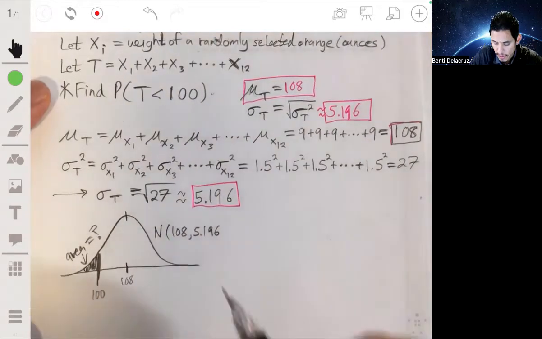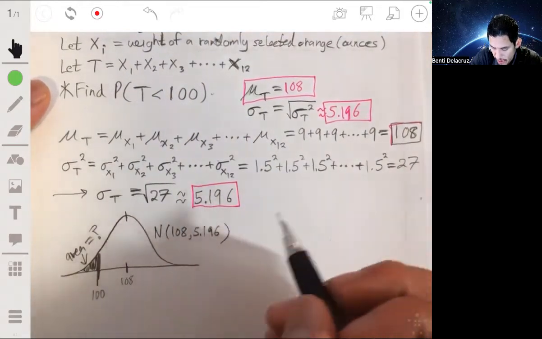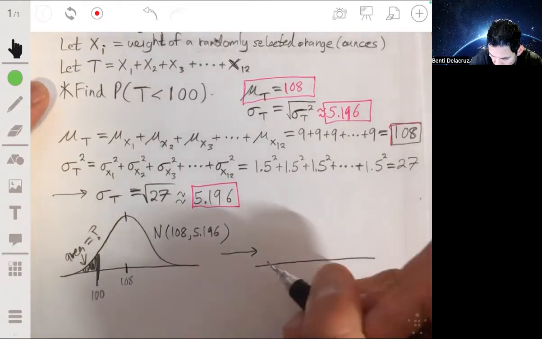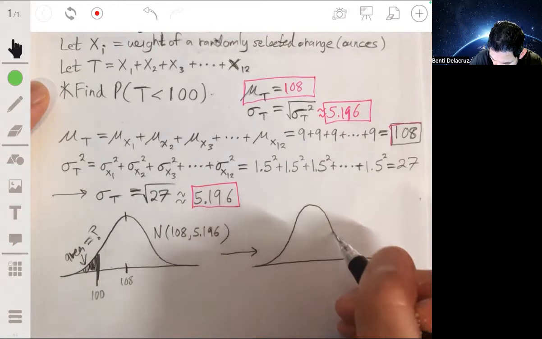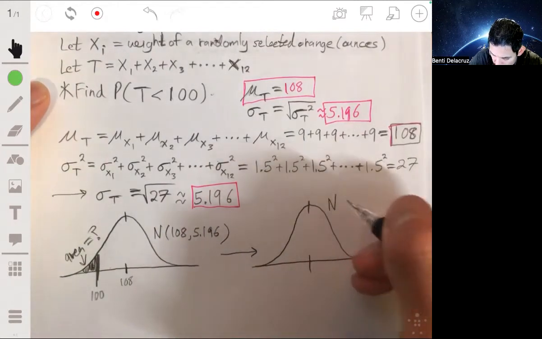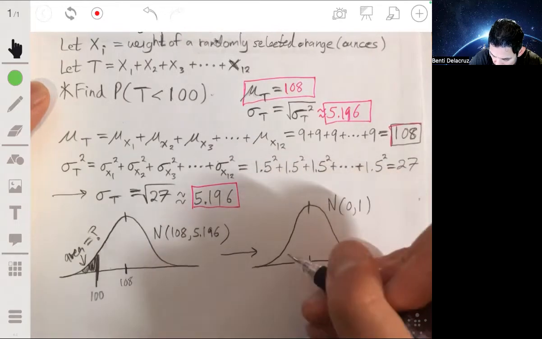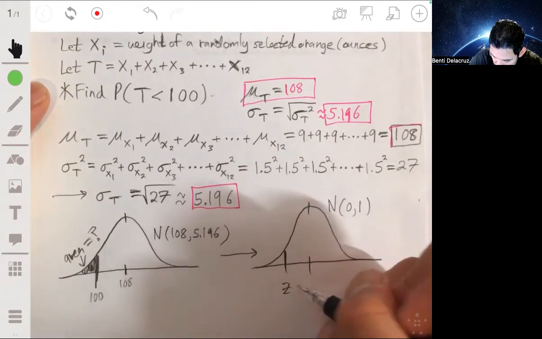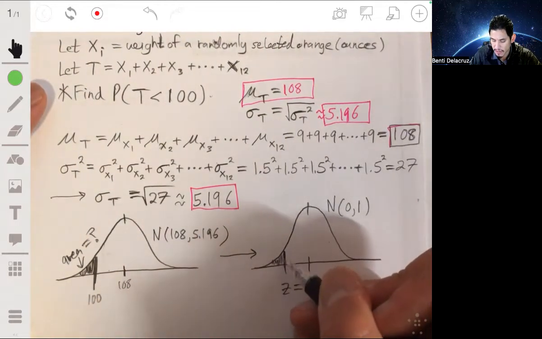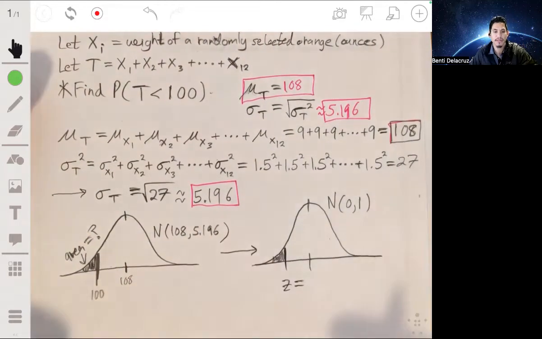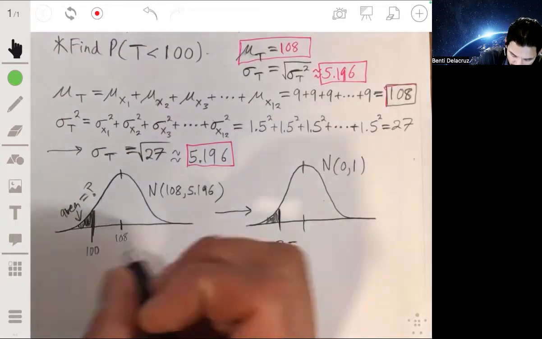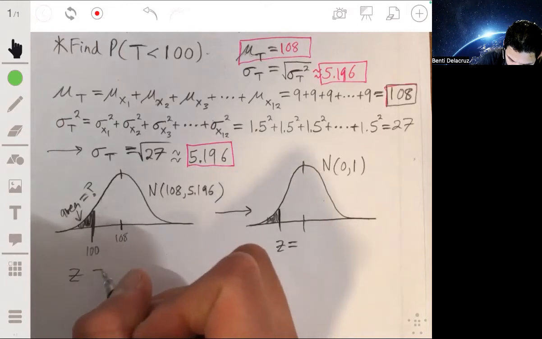So what we're going to do is standardize this to make it a z-score and then find the area to the left of that z-score by using the normal curve. So we're going to change this to a normal distribution with a mean of 0 and standard deviation of 1 and find what that z value is. And then we can find the area to the left of that z value by using table A, and then we'll get our answer.